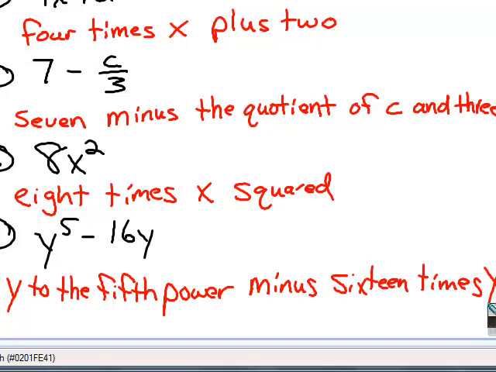Certainly. I could write y to the power of 5 minus the product of 16 and y. I could write the difference of y to the 5th power and the product of 16 and y. I can get a little more complicated there, but it's another way to write it. Okay.